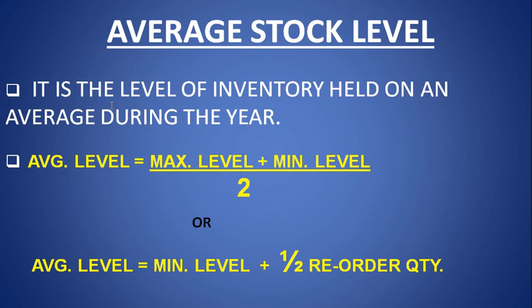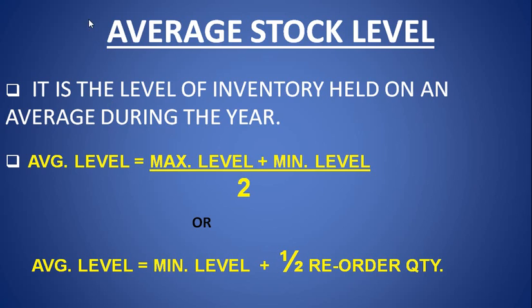ऑन एन एवरेज हमारे स्टोर में कितनी इन्वेंट्री होनी चाहिए एक पर्टिकुलर आइटम की. इट इज द लेवल ऑफ इन्वेंट्री हेल्ड ऑन एन एवरेज ड्यूरिंग द ईयर. पूरे साल में ऑन एन एवरेज हमारी कितनी यूजेज है उसके हिसाब से हमारी कितनी इन्वेंट्री होनी चाहिए. So average level can be calculated in 2 ways: either maximum level plus the minimum level divided by 2, that you will get the average, or you will say minimum level plus half of reorder quantity. Whatever quantity you have ordered, take the half of it plus the minimum level.